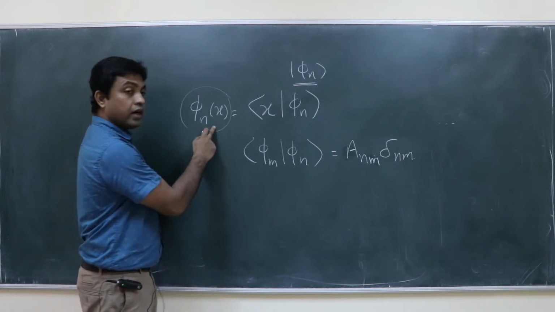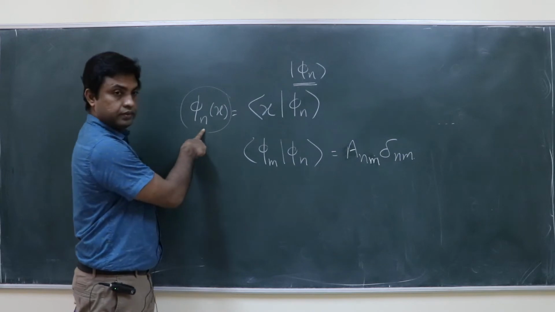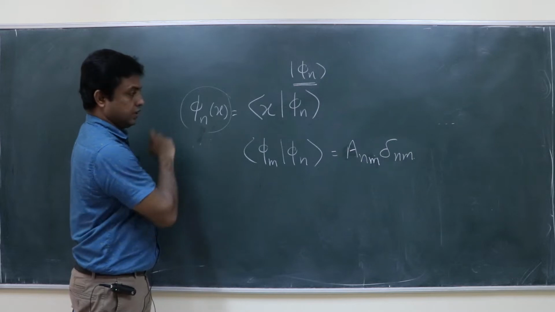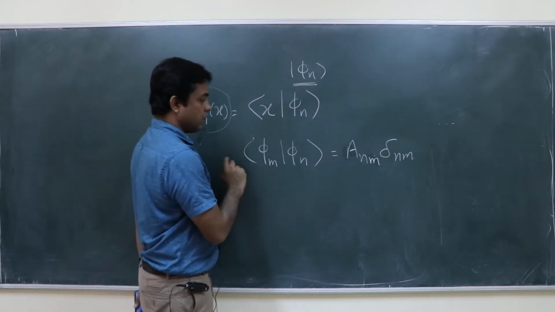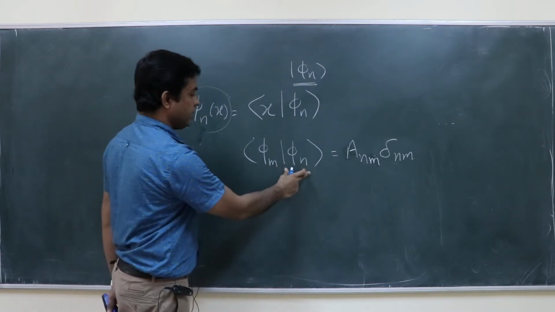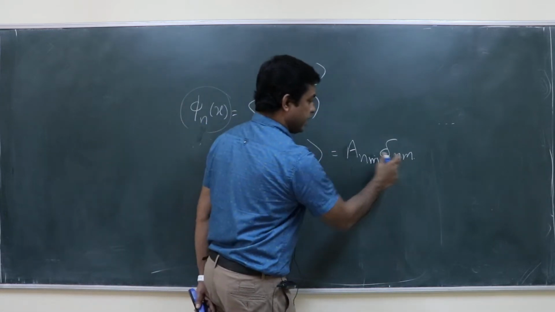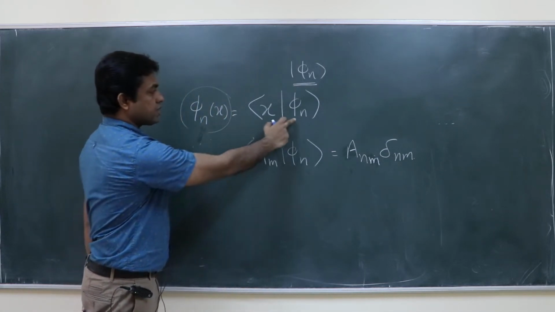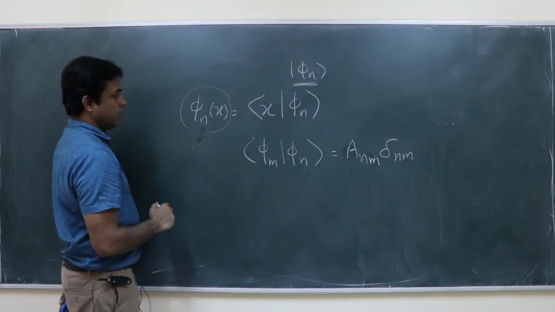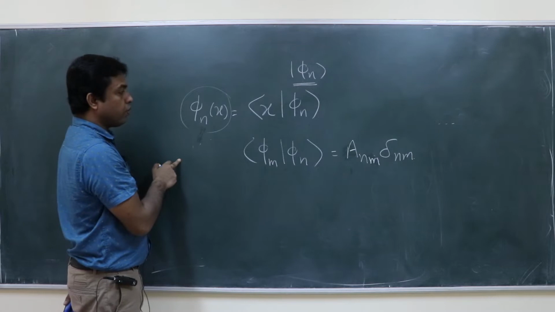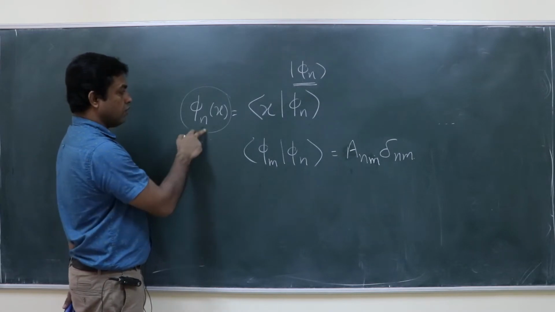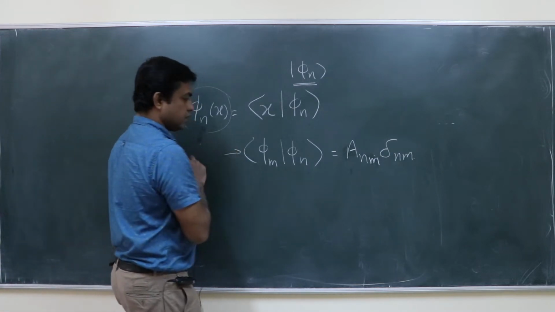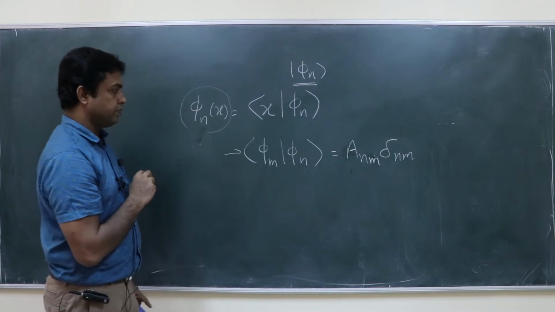Now this phi n of x are polynomials of order n. That is why they are called orthogonal polynomials. So bra phi n, ket phi m will give you a n m delta n m, and phi n of x is equal to bra x, ket phi n, and these phi n of x are all polynomials of order n. This orthogonality condition is there for the abstract vector ket phi n.